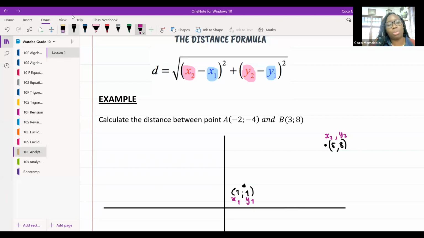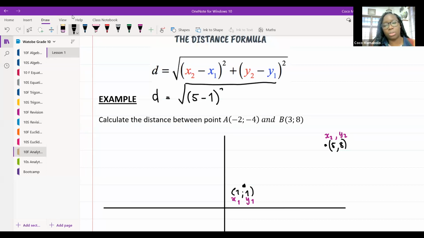Okay, this part over here is going to be x1 and y1, and this part up top here is going to be x2 and y2. So we're going to put this into a formula, and we're going to find the distance between them. Right, so the distance between them is equal to the square root of, my x2 value is 5, so I'm going to open brackets, 5 minus, and then x1 over here is 1, all squared. Okay, plus my y2 value is 8 minus my y1 value, which is 1, all squared, right?